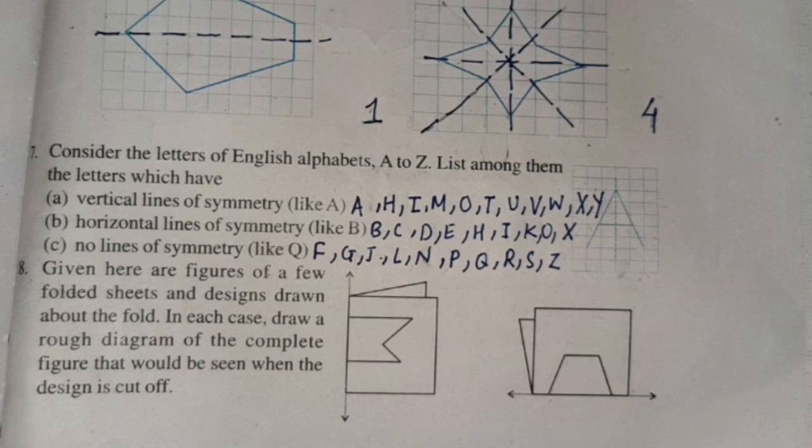Now question 7. Consider the letters of the alphabet A to Z. List among them the letters which have a vertical line of symmetry. Those letters I have also written: A H I M O T U V W X Y. Horizontal line of symmetry I have written: B C D E H I K O X. No line of symmetry also I have written. Which alphabet can have no line of symmetry? Question 8 is an activity type, so you need not do that question also.